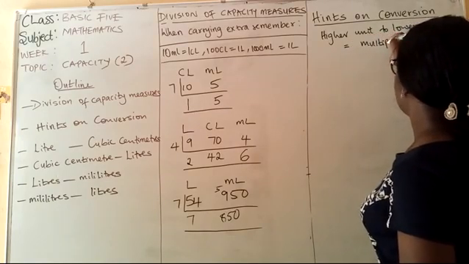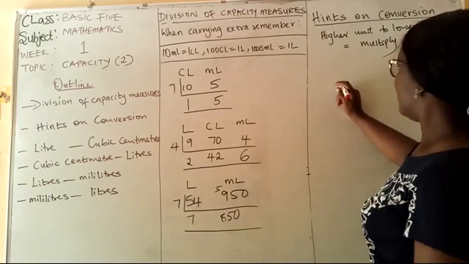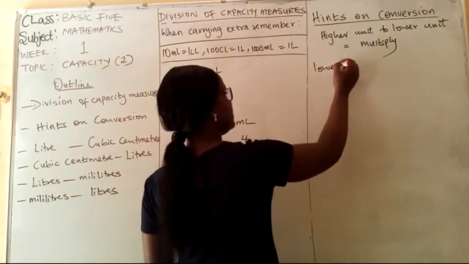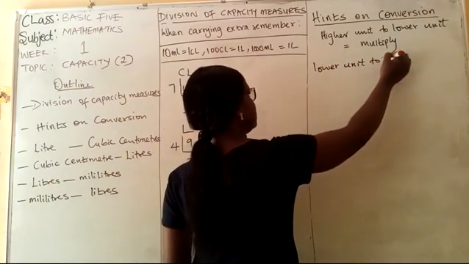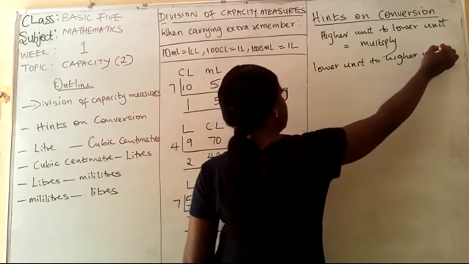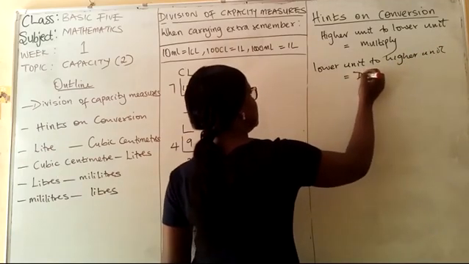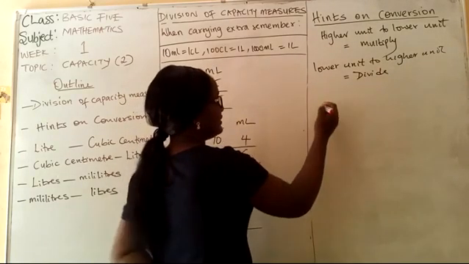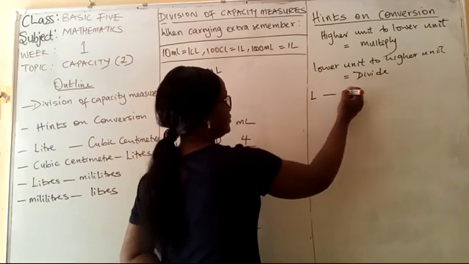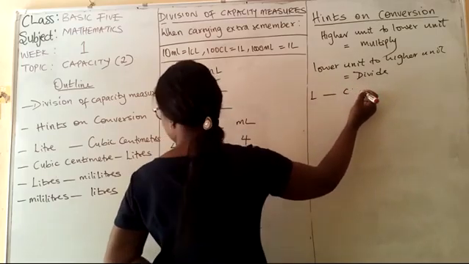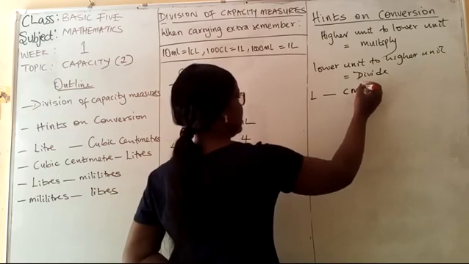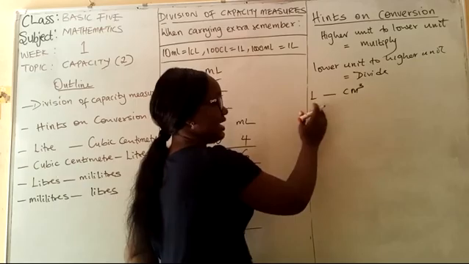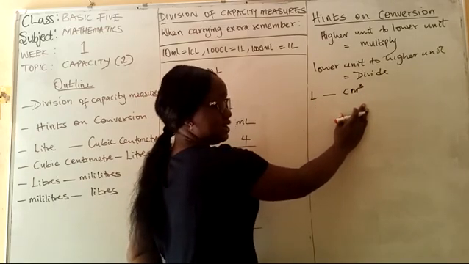You multiply. Okay? Now, while converting from a lower unit to a higher unit, you do what? You divide. Okay? So now, when you are converting from liter to, what do you have there? Cubic centimeter. You know, this is for cubic centimeter, right? Okay, so this is higher to lower, right? So I remember you said we divide.